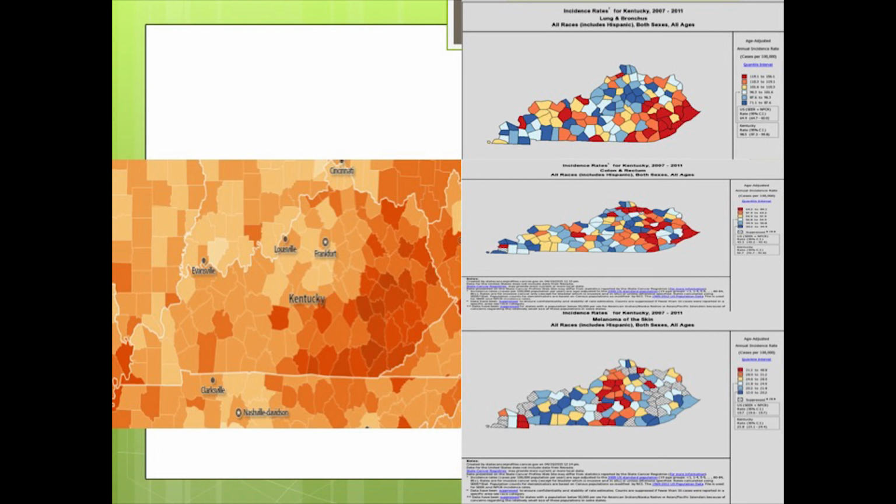We then compared the maps to the poverty level and found that eastern Kentucky has not only high incident rates of cancers, but also has the higher poverty levels.